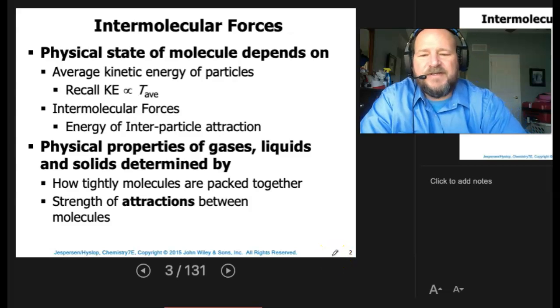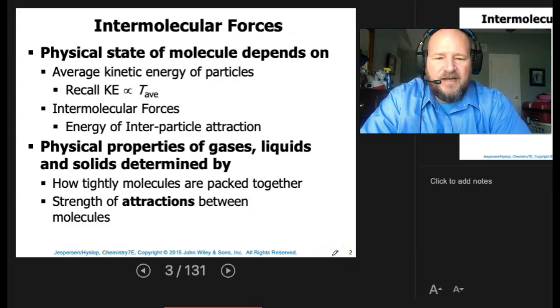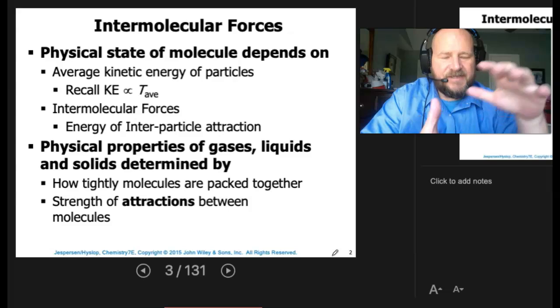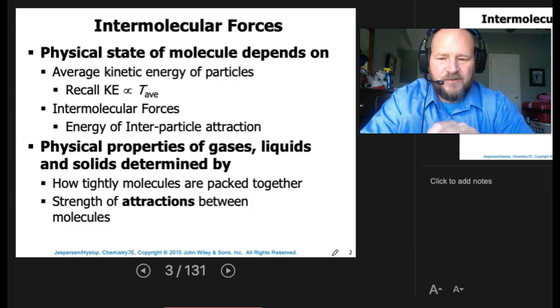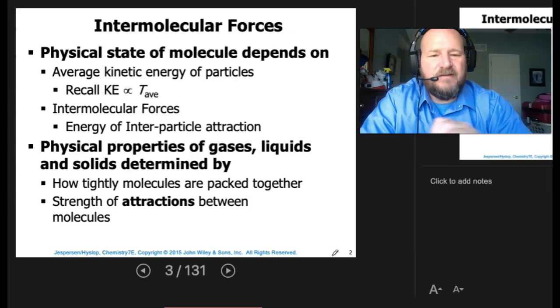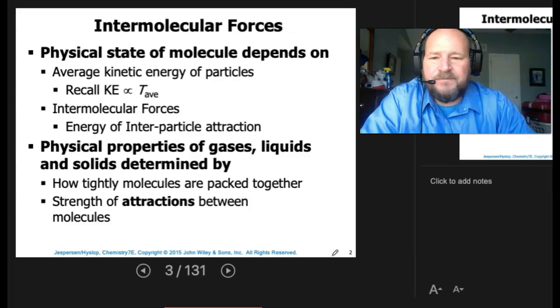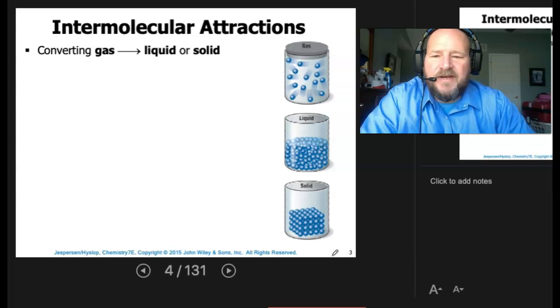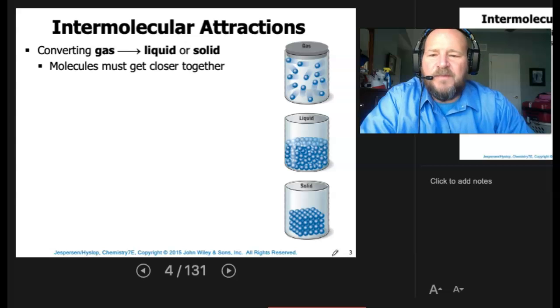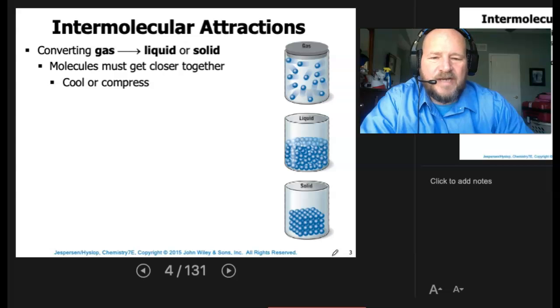Okay, so physical properties of gases, liquids, and solids, it boils down to how tightly the molecules are going to be packed together. In other words, if it's a gas and we put pressure on it, we're forcing those particles near each other. And then the strength of the interactions between those two particles. So intermolecular attractions then, converting a gas, you can go to liquid or solid. The molecules have to get closer and closer together. So we're going to either cool it or compress it. Those are going to be our two options.